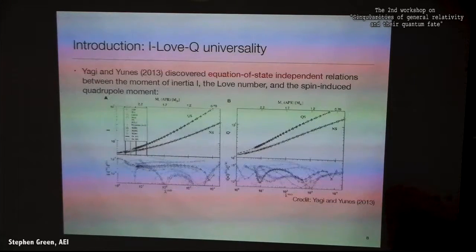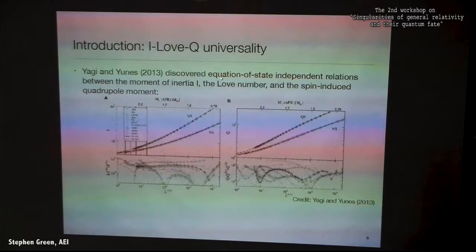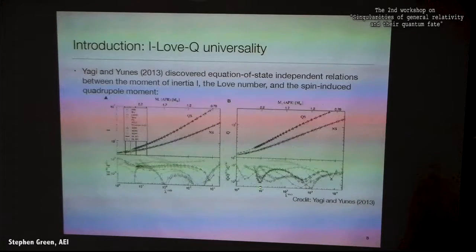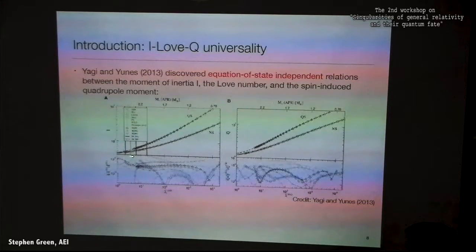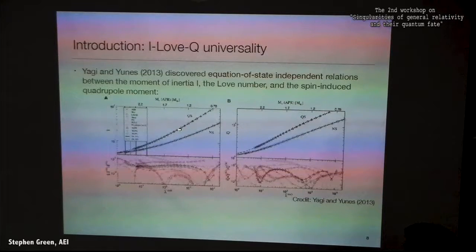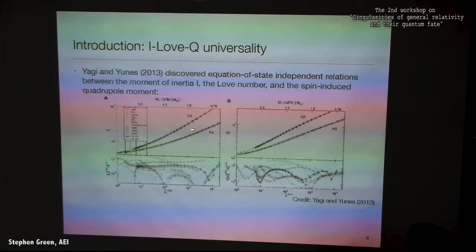Now, looking at these tidal deformabilities, there's this interesting property noticed by Yagi and Yunes in 2013, which is that there are these equation-of-state-independent relationships between the love number, as well as the moment of inertia and the spin-induced quadrupole moment of the star. So here they're plotting the moment of inertia, suitably renormalized, against the tidal love number, and all these different markers correspond to stars with different equations of state, and they find that they lie along these curves to just a couple percent level. So there's no real explanation of why this is happening, but it seems to be the case.